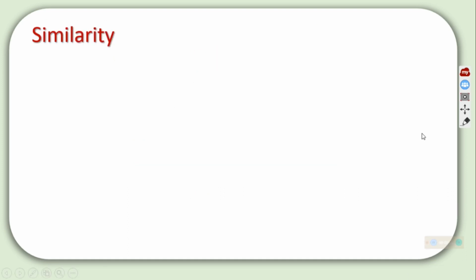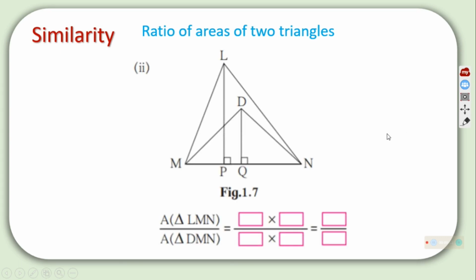To know what more we should understand from this chapter, ratios of areas of two triangles, another activity is given. What is the speciality here? Let me see. The question is about finding out the ratio of the areas of these two triangles. One is LMN, L, M and N. The other one is D, M, N. Now we are asked to find out the ratio.